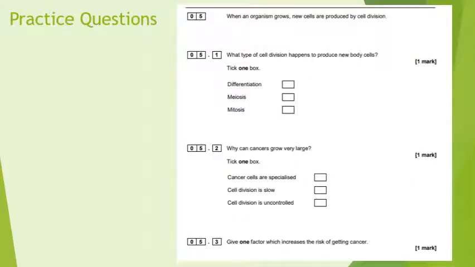Okay, let's have a look at some practice questions then, just as we've done previously. You have 3 questions on the screen there, each worth 1 mark, so you need to give yourself a maximum of 3 marks to try and do this. Remember to read very carefully. It's asking you to tick 1 box only for each question. So pause the video here, have a go, and then we'll go through some answers in a moment.